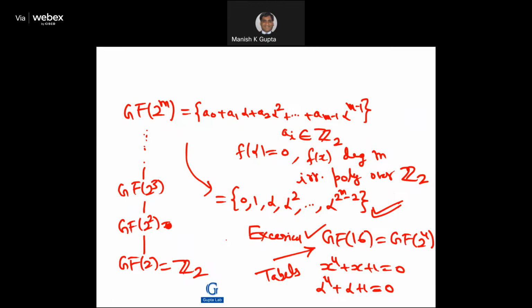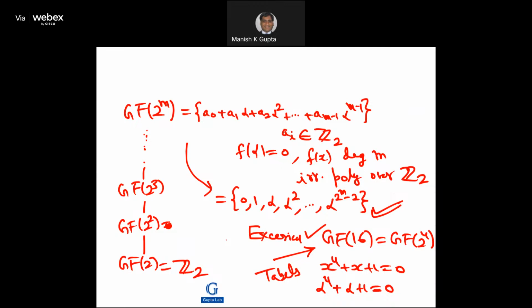So in general, if you want to construct a field with 2 raised to power m elements, I take polynomials like this: a0 plus a1 alpha plus a2 alpha square plus dot dot dot a(m-1) alpha raised to power m minus 1, where each ai is in Z2, and we need to look for a polynomial f(x). So alpha is a root of a polynomial f(x) which is of degree m and which is irreducible over Z2, which has no root over Z2. So this is the whole philosophy of how to construct any field with power of 2, right?